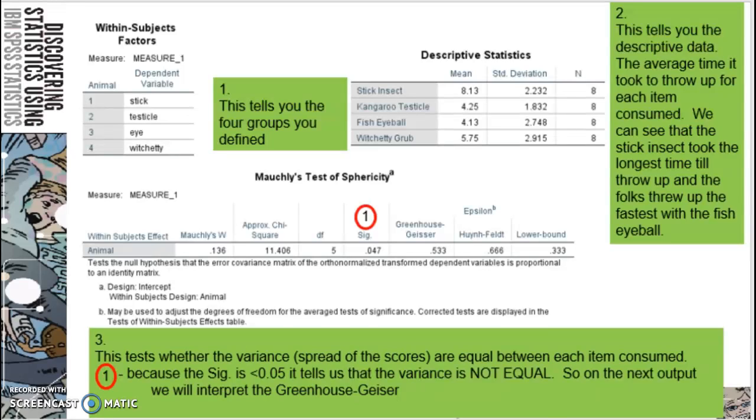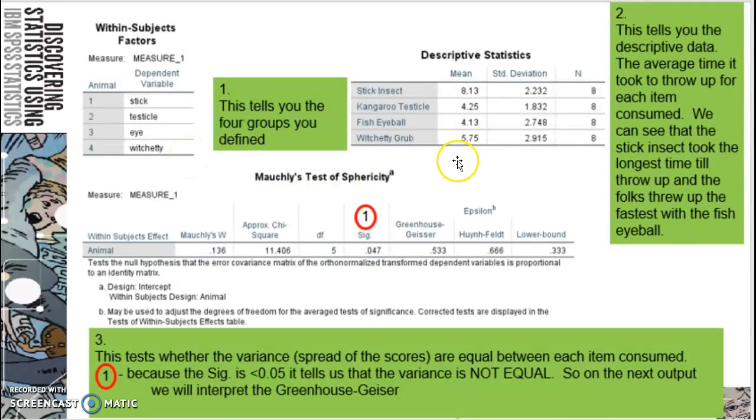Okay, so now that you've done the analysis, you are going to get several tables, and I'm going to go through this one at a time. The first one that you get is your within factors. It's just telling you these were the things, this is the dependent variable. And remember, your dependent variable is how long it took them to throw up. But there were four groups: stick insect, testicle, eye, and witchetty grub. All right, so that's the first table that you get.